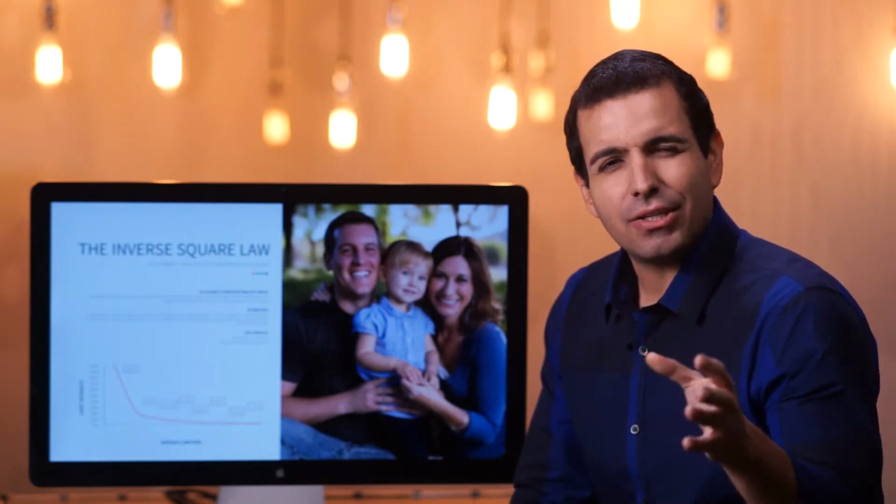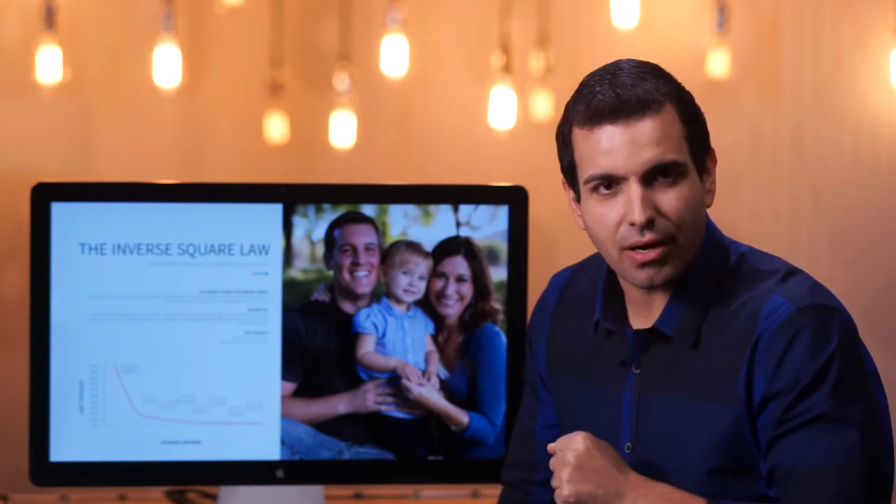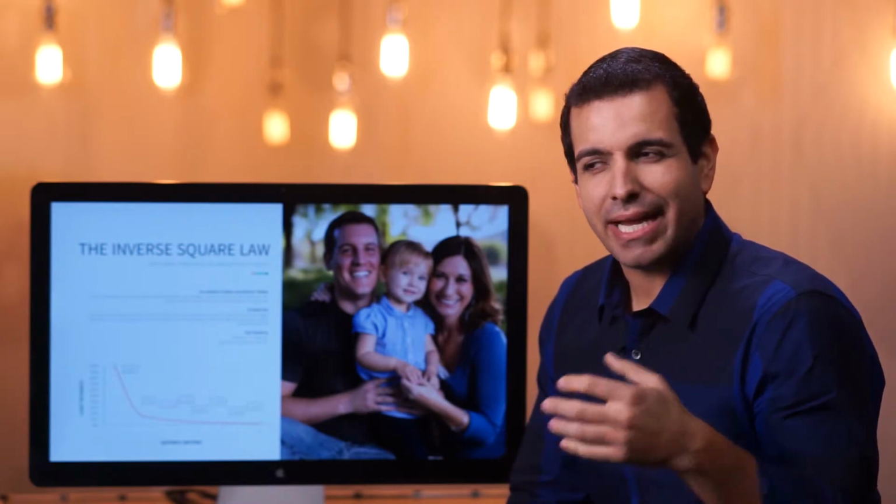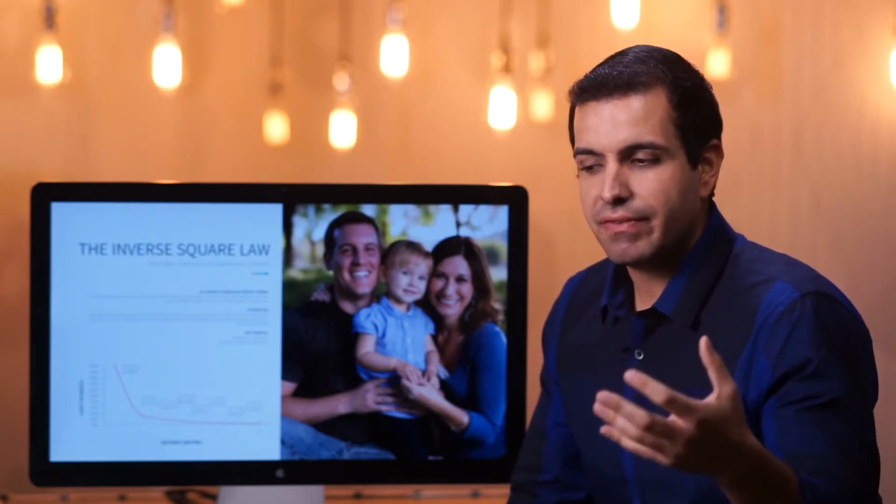Remember what we talked about? You're losing light faster than you think you are. So at 2 feet, my intuition says, okay, at 2 feet, it's double the distance of 1 foot, so I have 50% power.